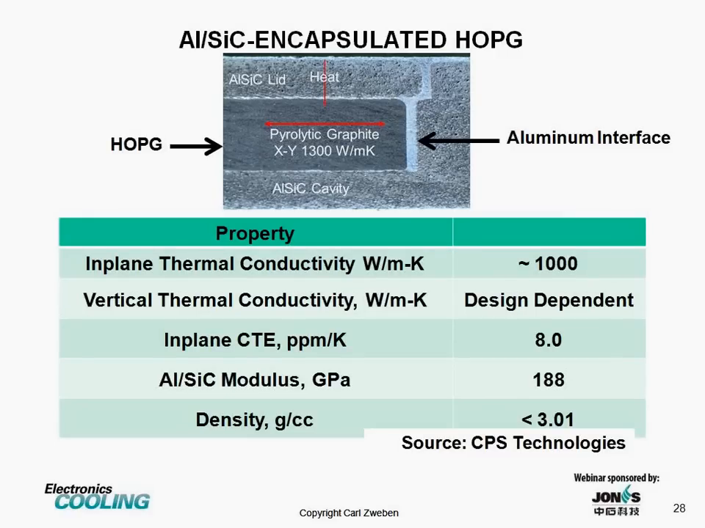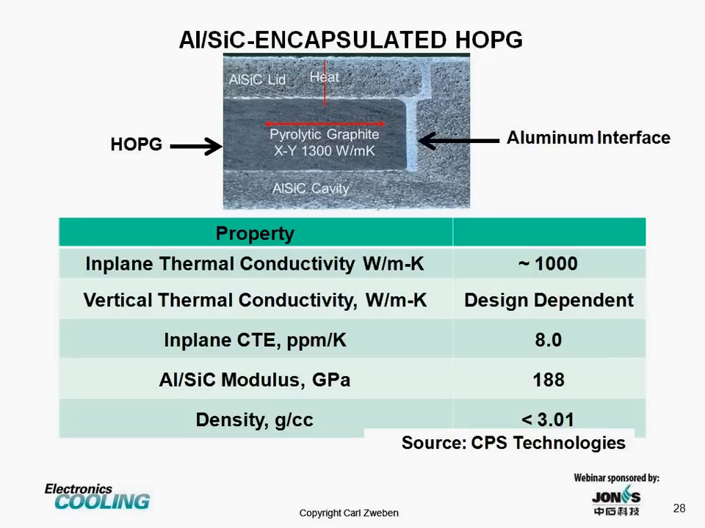This chart shows encapsulated highly oriented pyrolytic graphite, where the encapsulating material is AlSiC. And those of you who attended the last webinar will recognize AlSiC as a metal matrix composite consisting of aluminum reinforced with silicon carbide particles. So that is a metal matrix composite, and AlSiC has a big advantage in that it has a low density, low coefficient of thermal expansion. You can tailor the coefficient of thermal expansion by varying particle volume fraction.